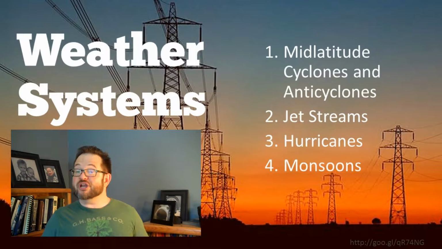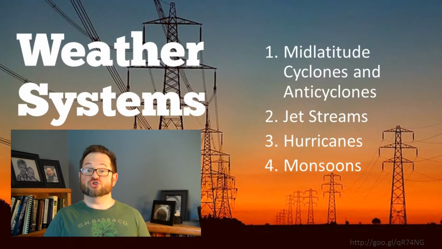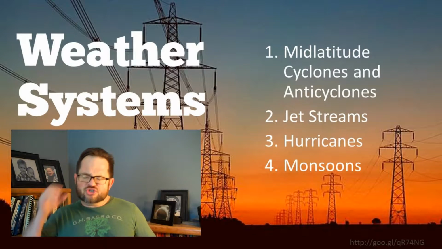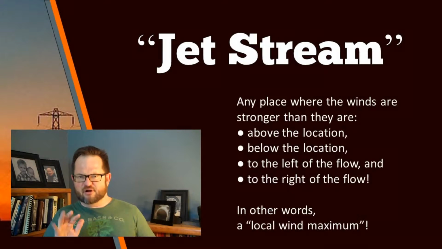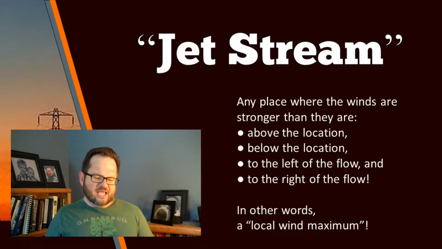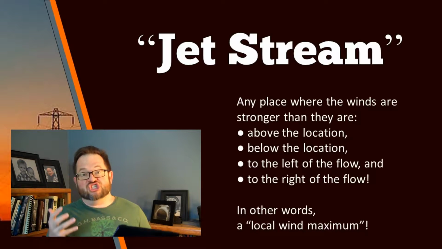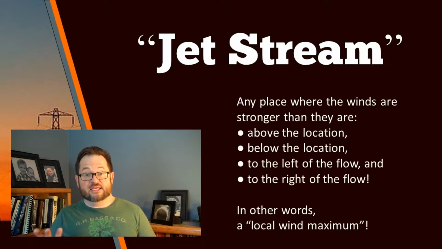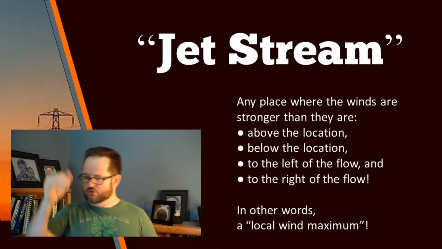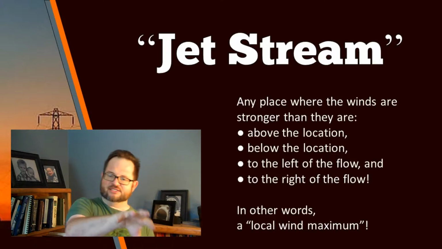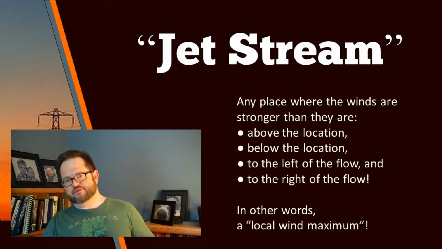So let's move forward and start talking about how these features are related to jet streams here in the second part of our lecture. Let me give you a definition of a jet stream, and then we're going to pick this apart and be a little more specific about that. Strictly speaking, in meteorology, a jet stream is any place in the atmosphere where the winds are stronger than the winds right above that location, right below the location, and right to the left of the flow, and right to the right of the flow.